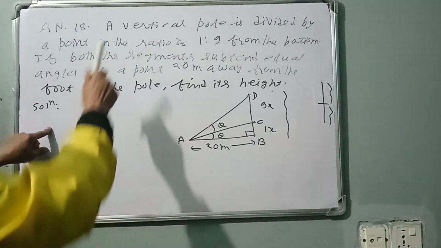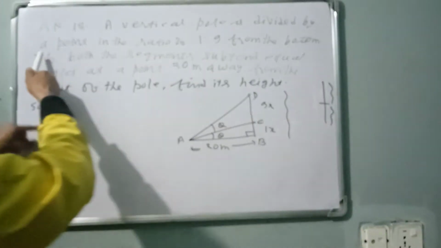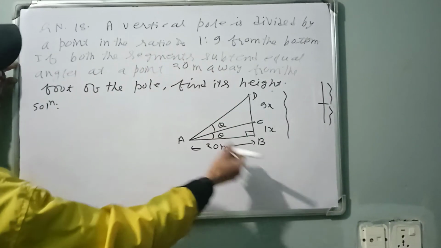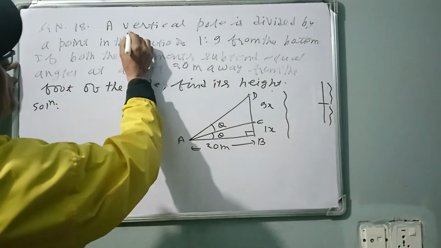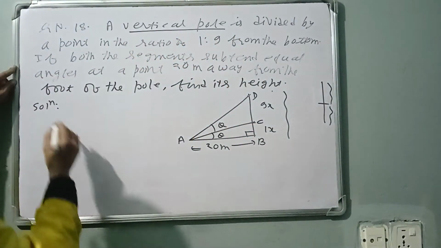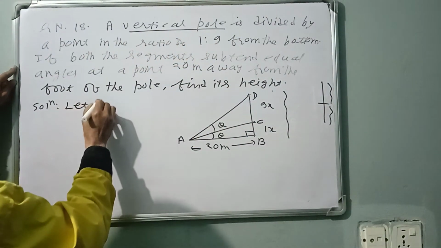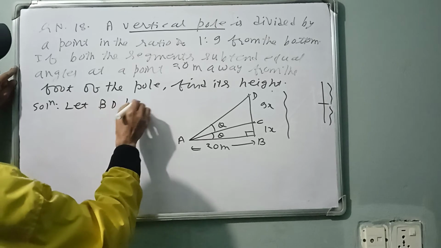What is the solution? A vertical pole is divided by a point in the. What is the vertical pole? First of all, think this one vertical pole. Let BD be a vertical pole.